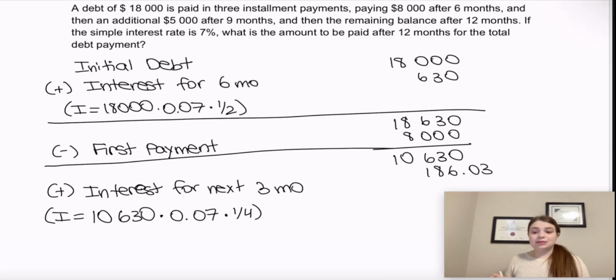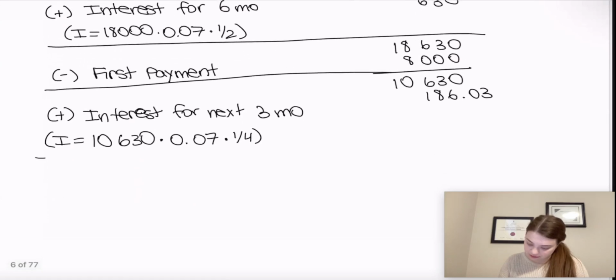$186.03. And that might seem like, oh wow, that's a lot less. And it's true, that is a lot less than 630, but keep in mind a couple things. First off, this is only for 3 months rather than for 6 months, so it's going to be less based on that it's less time. And also because we made that first payment, now there's less of a balance. Now we're only paying interest on about $10,630 rather than paying interest on the full $18,000 balance, because a payment's been made and now our balance is lower. So there we go, there's the interest for the next 3 months.